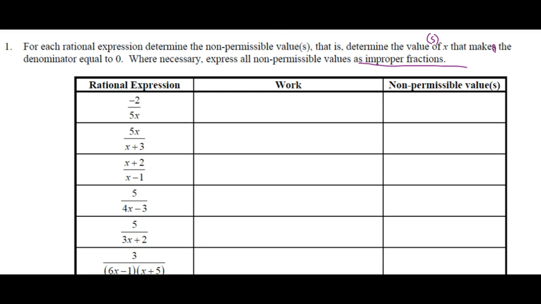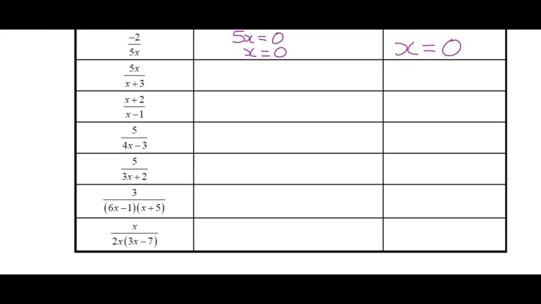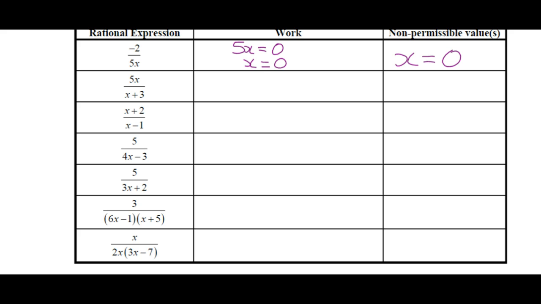All right, -2 over 5x. So what's the work? We take the denominator, set it equal to 0, and solve for the variable. So what's x? 0. Non-permissible value, x equals 0. Right? Easy. Now your turn. Do the rest. I'm going to pause.